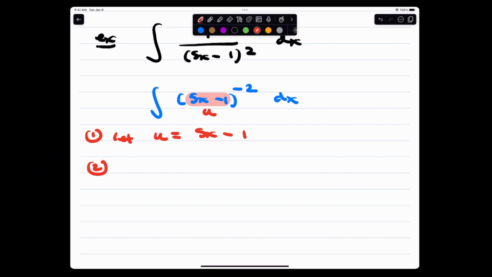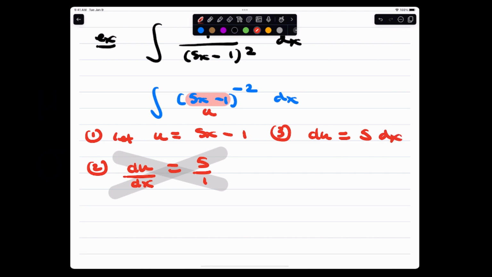And then your second step, what's du dx? Differentiate u with respect to x. Isn't that 5, or 5 over 1? And then cross multiplication. Du becomes 5 dx. You're supposed to solve for dx. 5 by 5 and you get dx is du over 5. Okay?